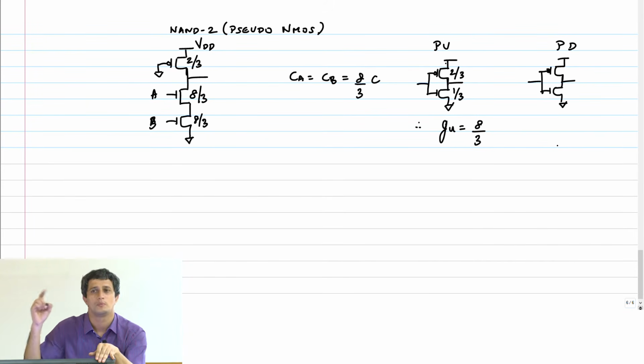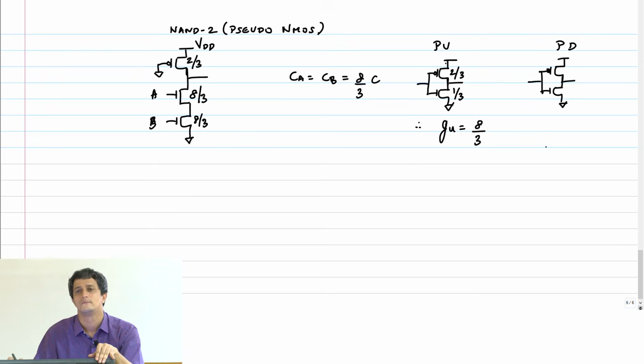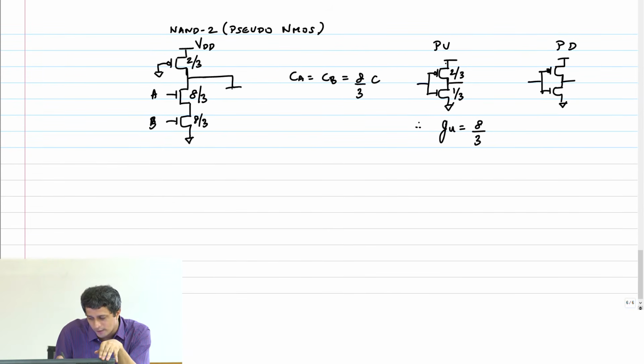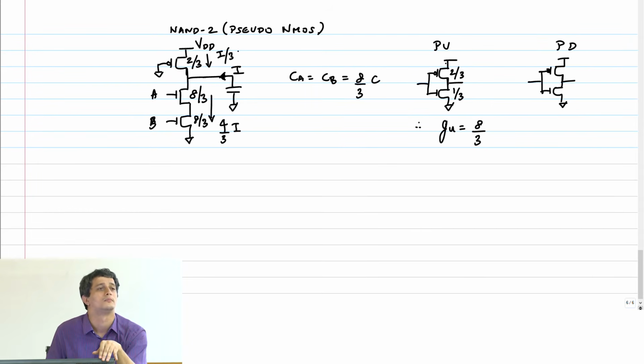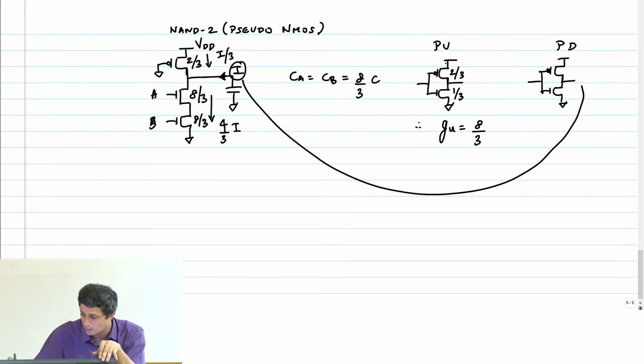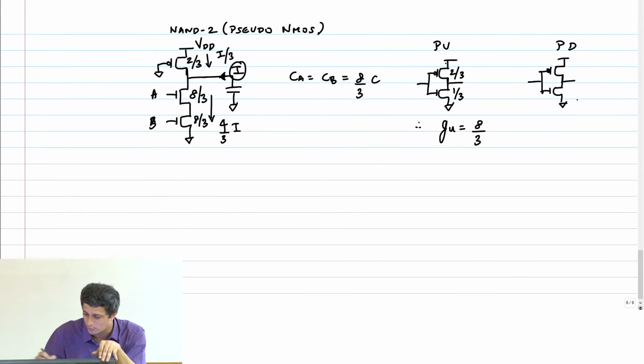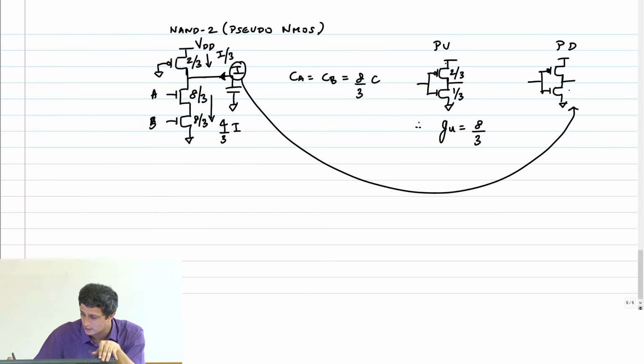What should the NMOS size be? 1. Because even here, the effective current that's going to come out of my load is going to be I. This current to the NMOS will be 4 by 3 times I, and this is going to be I by 3. Therefore, I am going to take this current and put it as my NMOS transistors with 1 and 2.